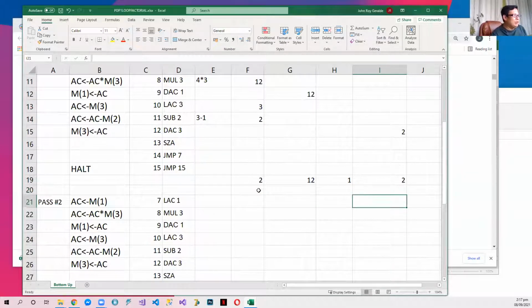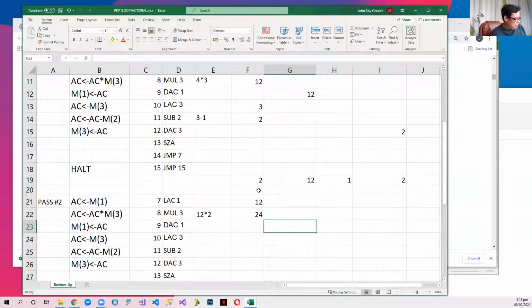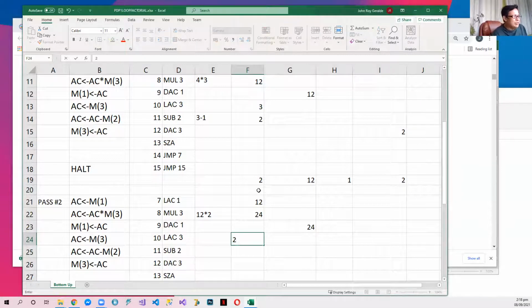So the same story, no? LAC 1, which means load accumulator from 1. 1 is 12, so the accumulator becomes 12. Okay. Mul 3. So M3, this now becomes 12 times 2, because M3 is 2, so this becomes 24. And we say deposit accumulator, so we deposit the accumulator to 1, so this becomes 24. Okay. LAC 3, which means we will now load the accumulator with the value in memory 3, which is 2. Sub 2, this becomes 2 minus 1 because the M of 2 is 1. So this becomes 1. They follow.